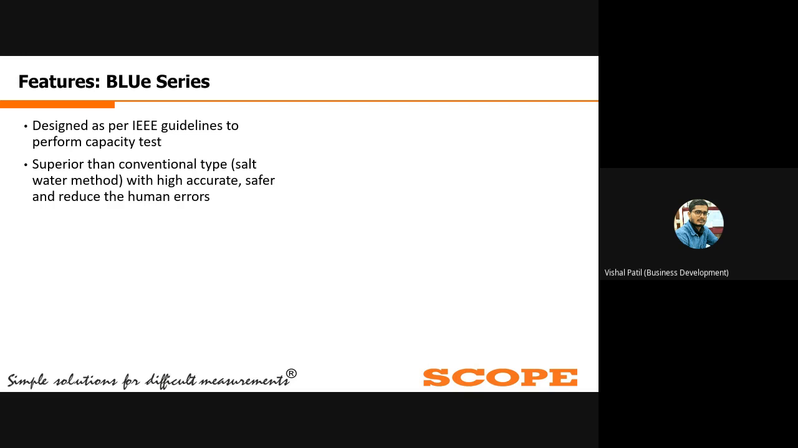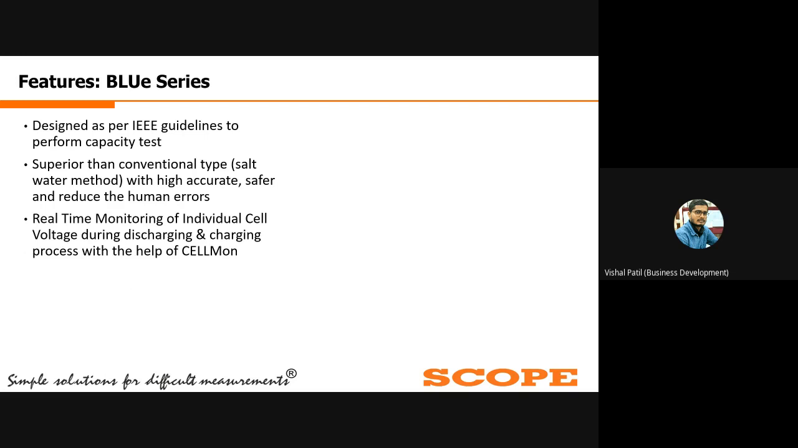That's why we have developed the electronic battery loading unit, in which you can monitor the individual cell voltage with the help of the cell monitoring device. We call that device the Cellmon. During the battery discharge, you can monitor the individual cell voltage also. So you can identify the weak cells, and you can replace those weak cells if the cell voltage is reduced at the time of discharge testing.